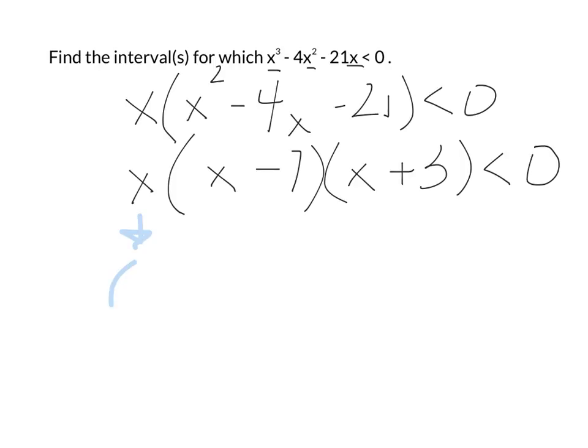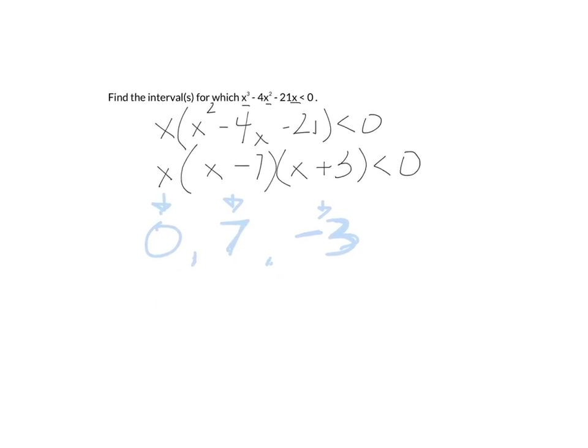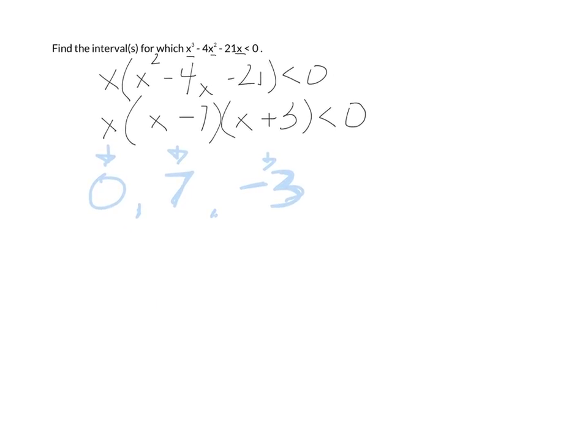So the x on the outside gets me a zero of 0. The x minus 7 gets me a zero of positive 7. And the x plus 3 gives me a zero of negative 3. So now that I know where my graph crosses the x-axis, I can use my knowledge of graphs to see when the y values are less than 0.